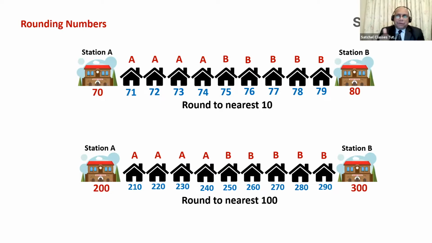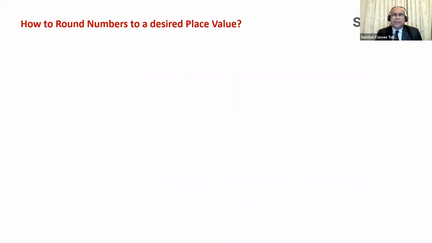So the thumb rule is that the number which is right in the middle will always be rounded up, whichever be the context, whether nearest 100, 1000, or tens. Now, let us try and understand exactly how integers can be rounded to a desired place value. So let's take an example. We need to round 1672 to the nearest tens. You follow the steps which I'm telling you very meticulously, and you'll never go wrong in rounding numbers.